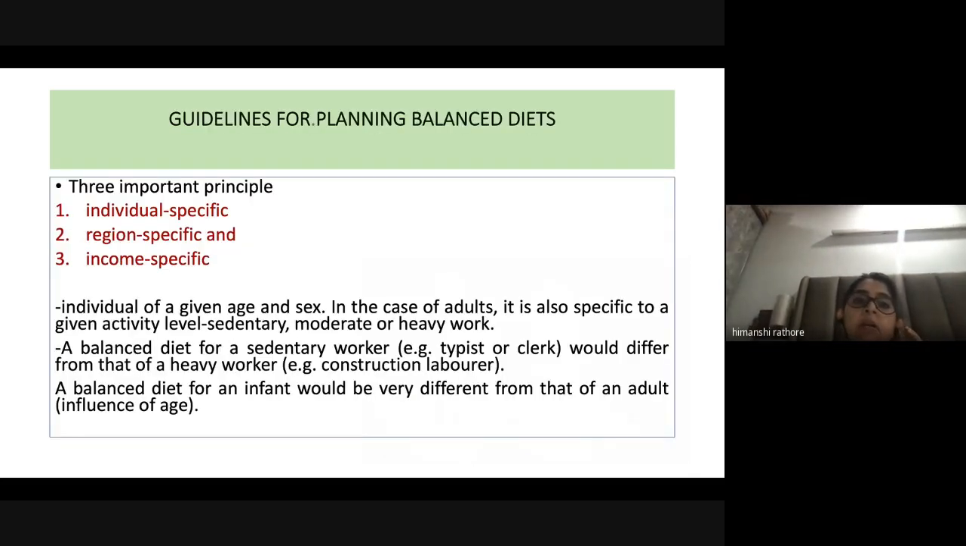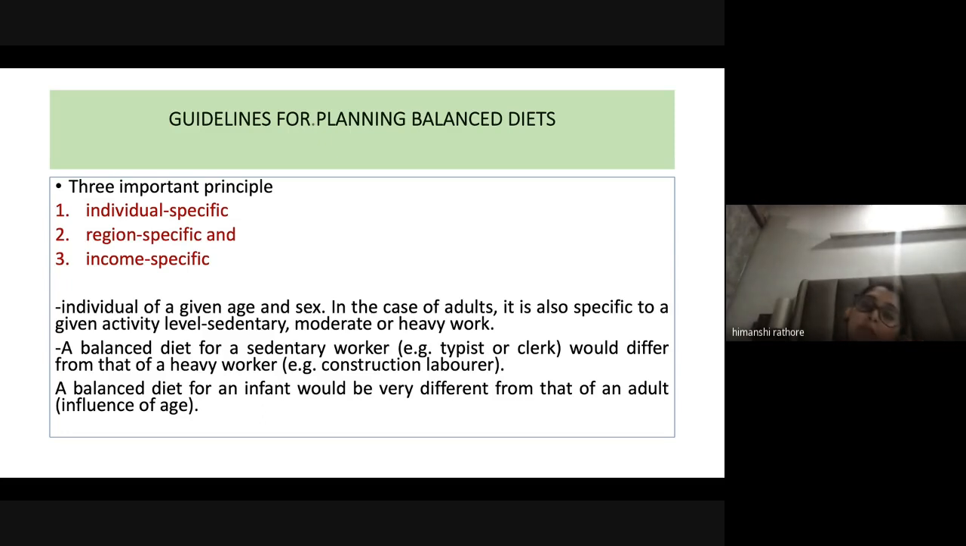Then I will be talking about the principles which are important while planning a balanced meal. Okay, so while planning a balanced meal, you have to keep in mind three important principles. What are these? You can see in the slide, there are three points I have given: individual specific, region specific, and income specific. So when you are planning a diet for a man, like if I say, okay, plan a meal for me, then you have to ask me these three questions. Individual specific means my age and my sex.